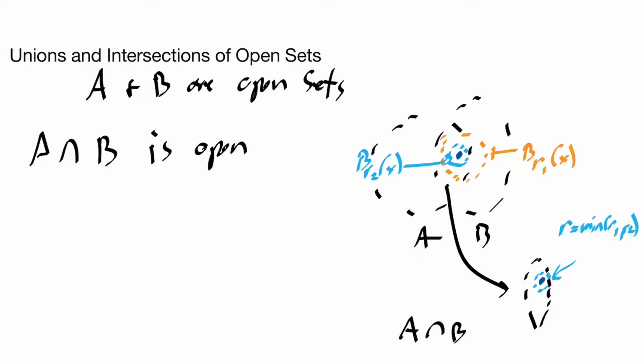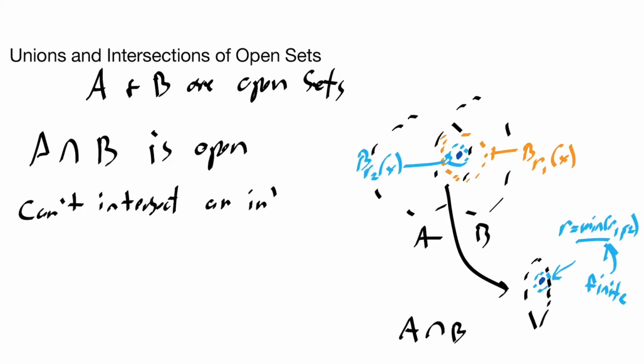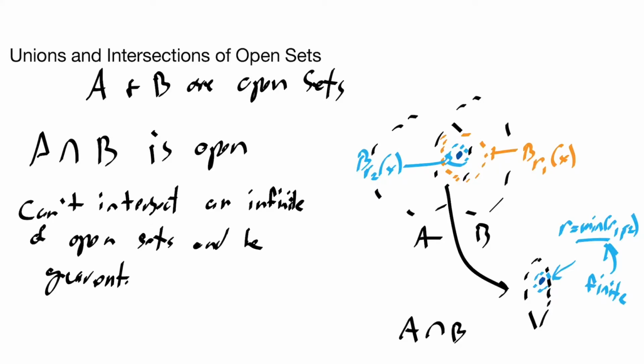And so the intersection of open sets is always an open set. However, I want you to notice this minimum only exists when we have a finite number of terms. So this actually fails whenever we have an infinite number of terms. So we can't intersect an infinite number of open sets and be guaranteed an open set. I mean, it could be open, but we can't take an infinite intersection of open sets and be guaranteed an open set.